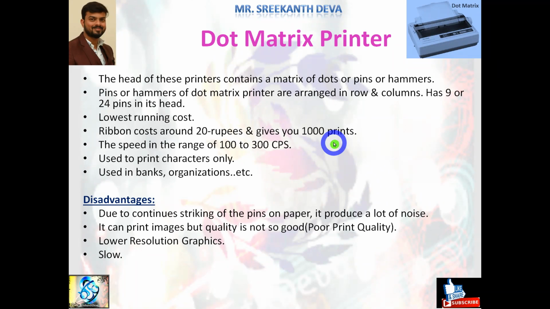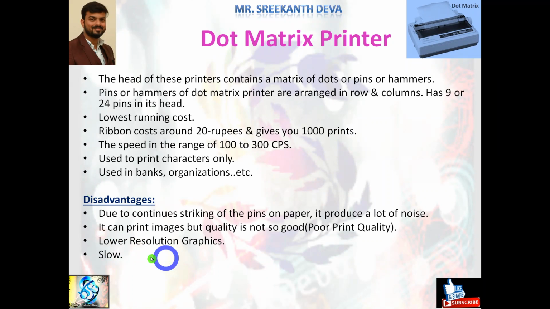Due to the least cost per print, dot matrix printers are widely used in banks, organizations, and so on. These printers are specially used to print characters only. They can print images, but the print quality of the image is not so good. Those are some disadvantages we can categorize.